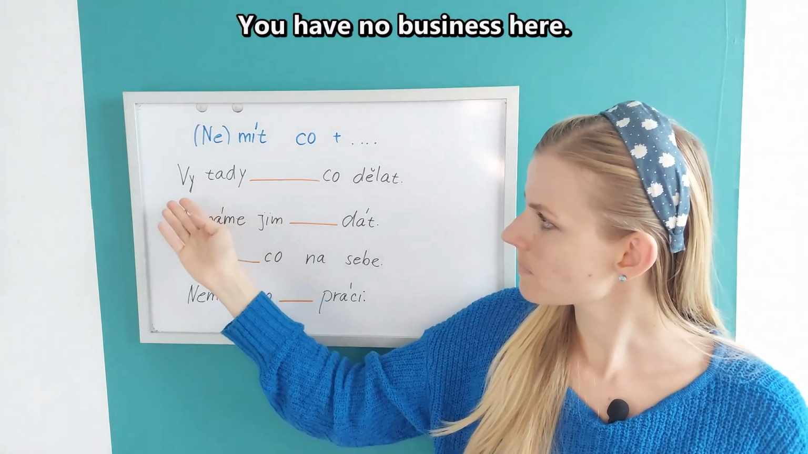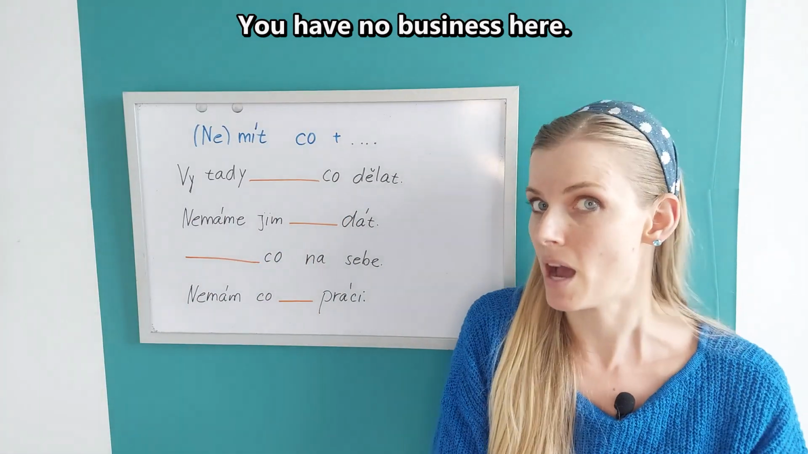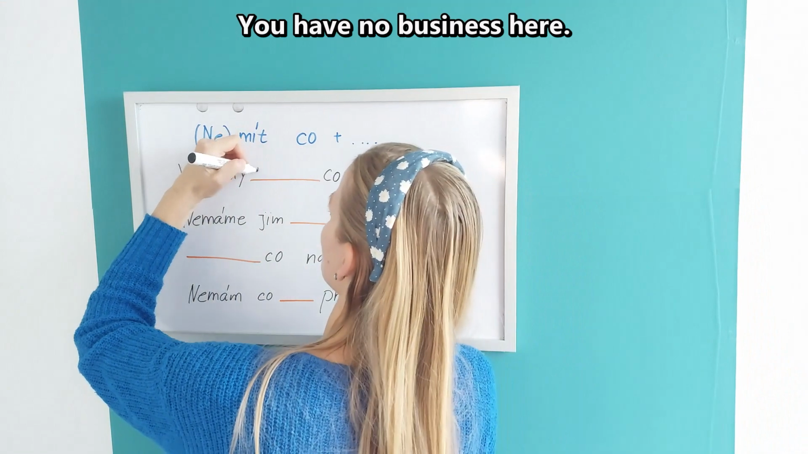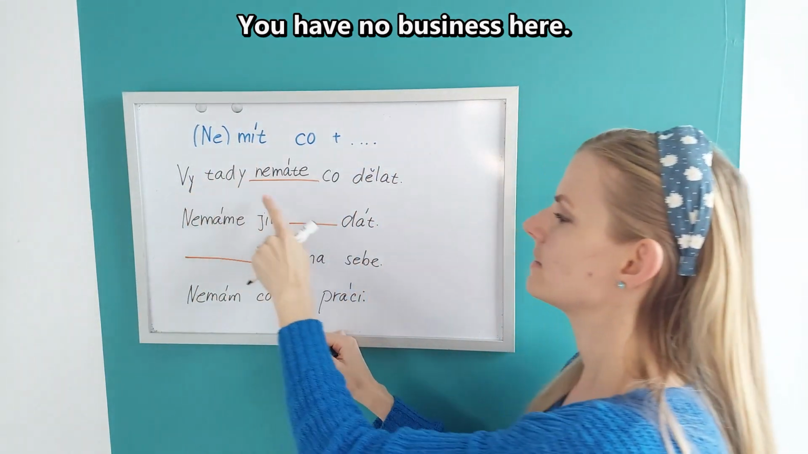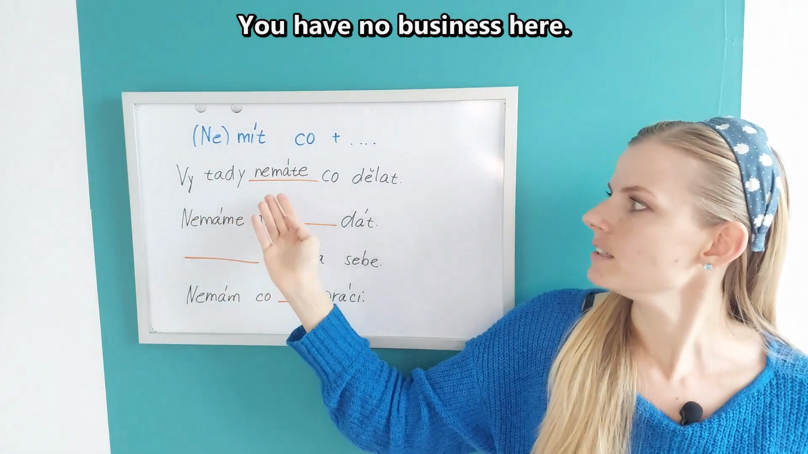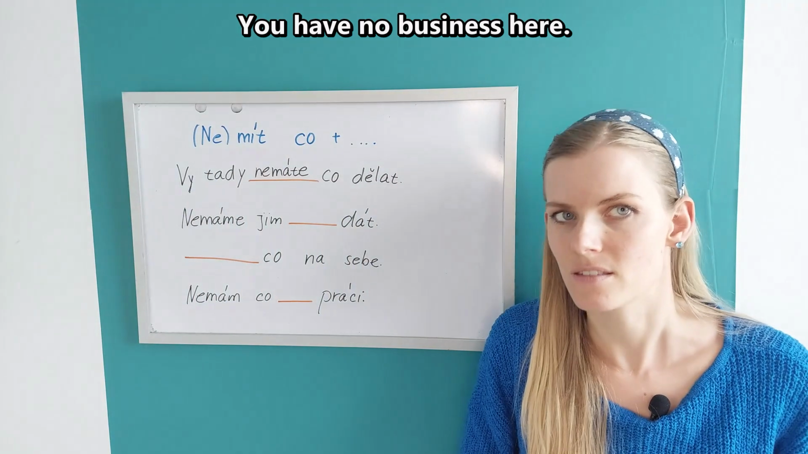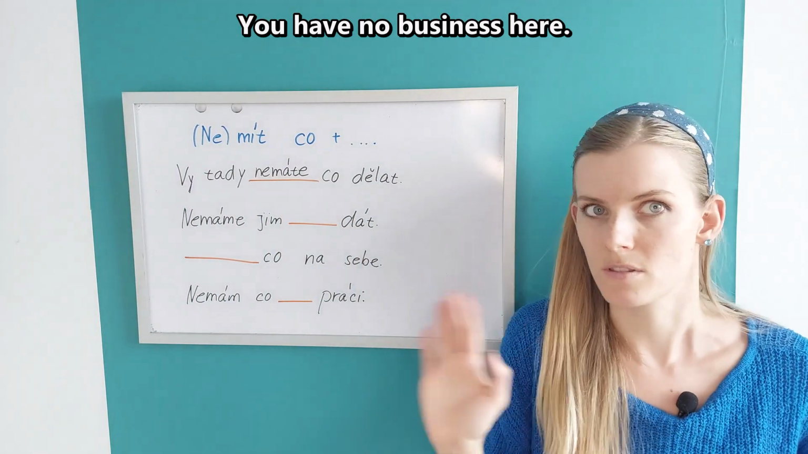What's missing? Vy tady nemáte co dělat. Because we have to say the verb to have, nemáte. Vy tady nemáte co dělat. Literally, you have nothing to do here, but as in, this is not your place, you're not supposed to be here, you have no business here.